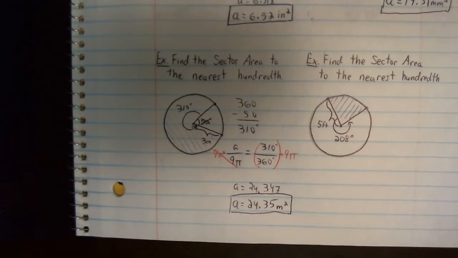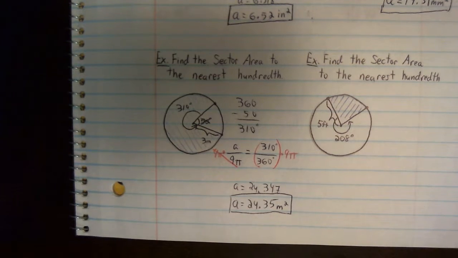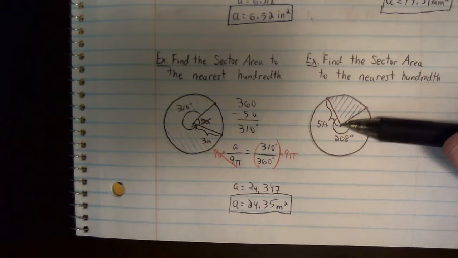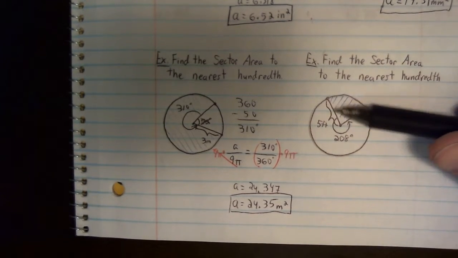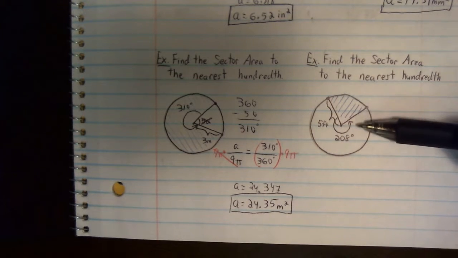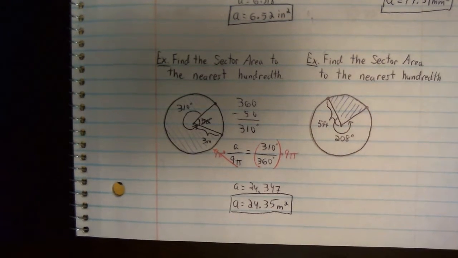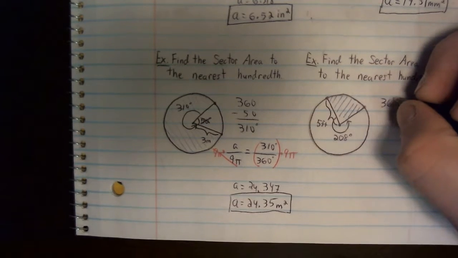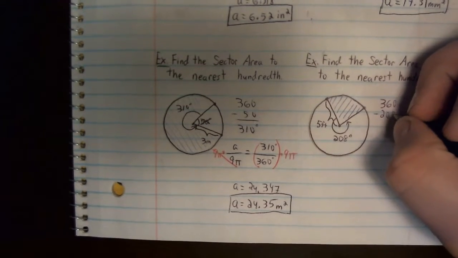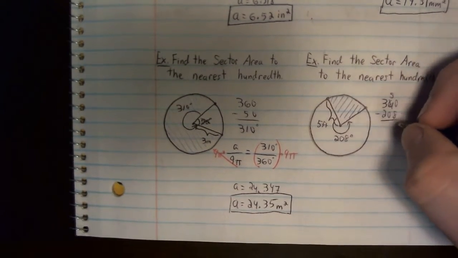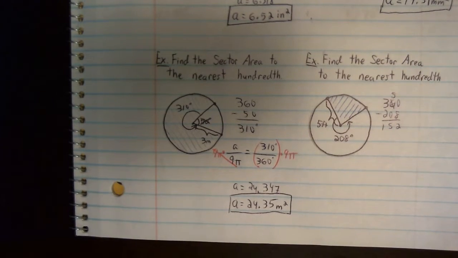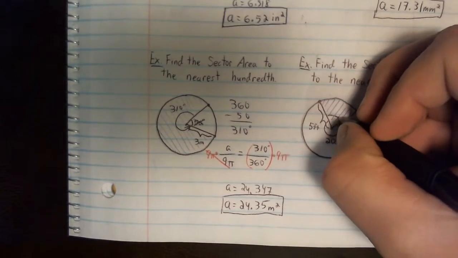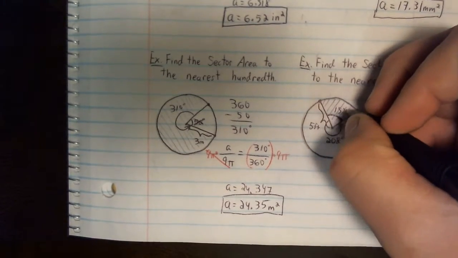Okay, one final problem to do. Let's check it out. Notice again the shaded sector that we're trying to find right here. They don't give us the angle measure. They give us the opposite. We don't want that. So 360 subtract 208, 152. So the angle right here that we care about is 152 degrees.